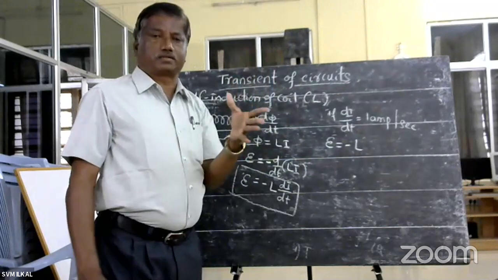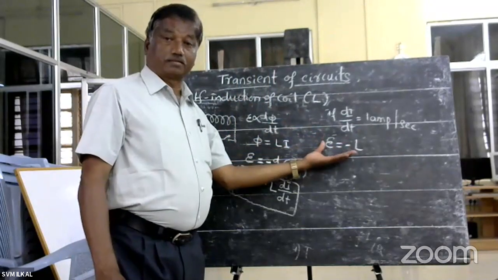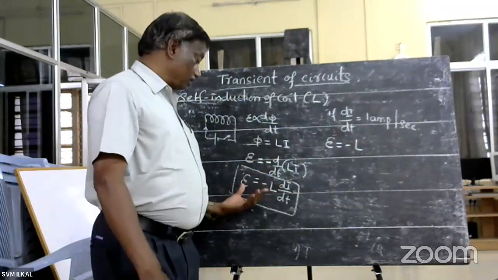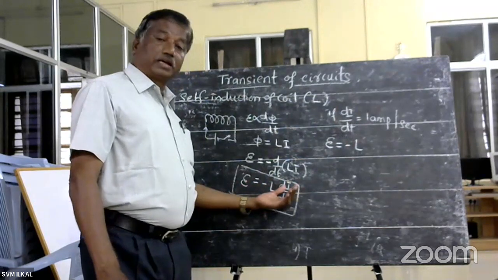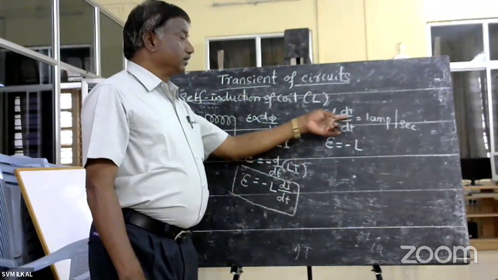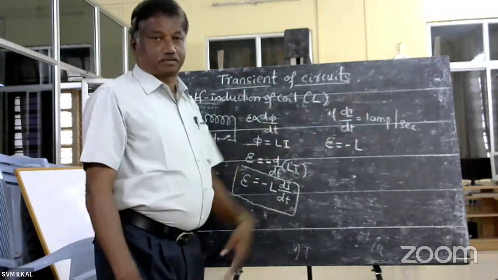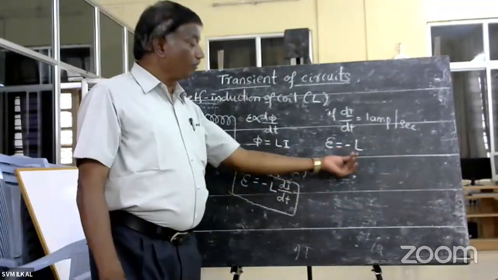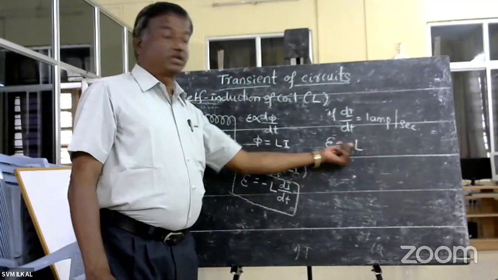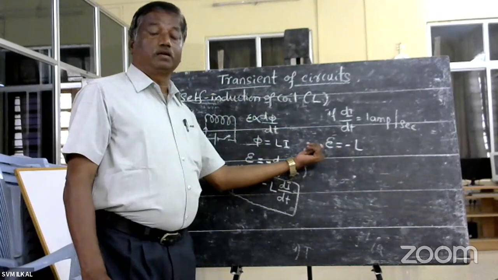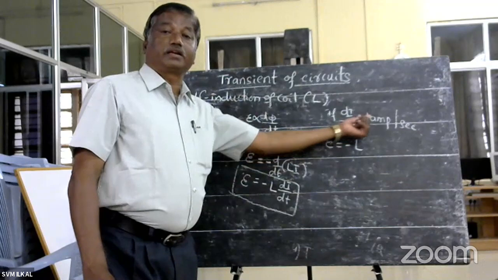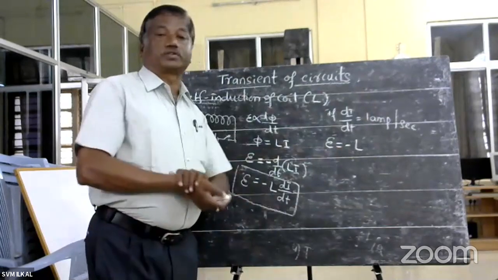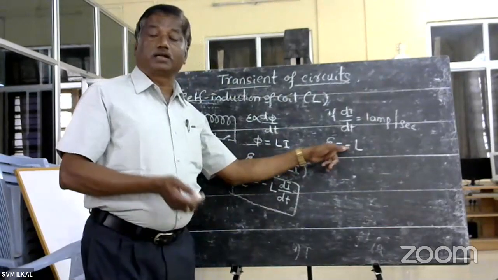So all the definitions can be stated with the help of the mathematical expression or the connected expression. See, epsilon equal to minus L di by dt. As and when di by dt is equal to 1 ampere per second, what is the expression here? Epsilon equal to minus L. Simply, you can state the definition of coefficient of self-induction: self-induction is equal to the EMF induced in the coil during the change of current at the rate of 1 ampere per second.